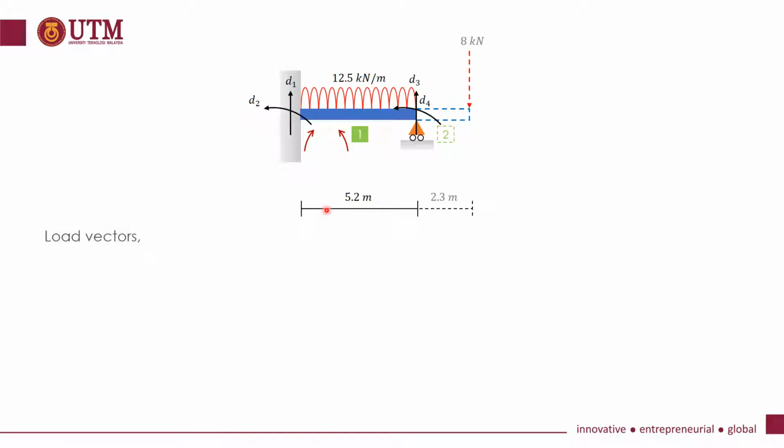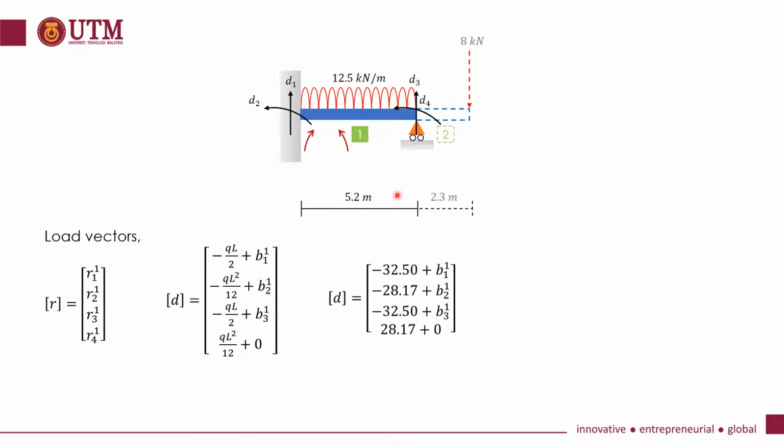Okay, next is the load vectors. What we have here is a uniformly distributed load. We need to change this into point loads and moments. So these will be all the formulas. The last part is positive because the moment follows the direction of D4. And B1, B2, B3 we would have a value because of the support reactions. But for D4, we do not have a value because the roller does not resist moment.